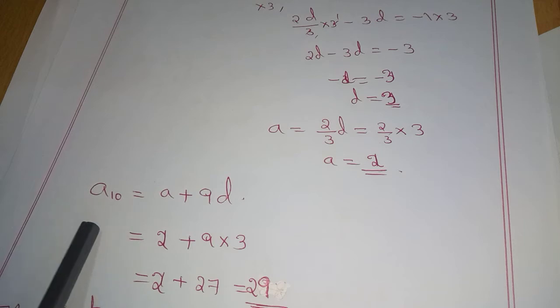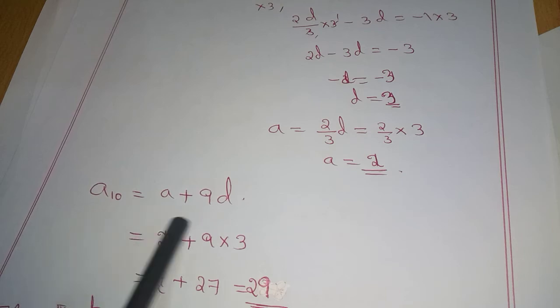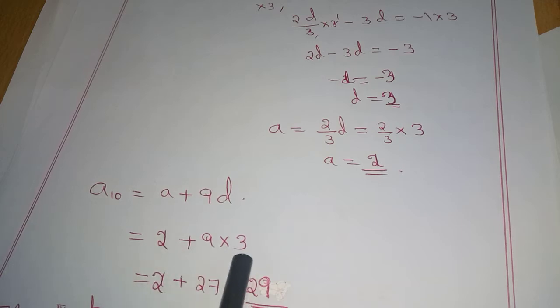Next we have to find the 10th term. A10 is equal to A plus 9D. A value 2, D value 3. Substitute. You will get 2 plus 9 into 3. 2 plus 27 is equal to how much? 29.